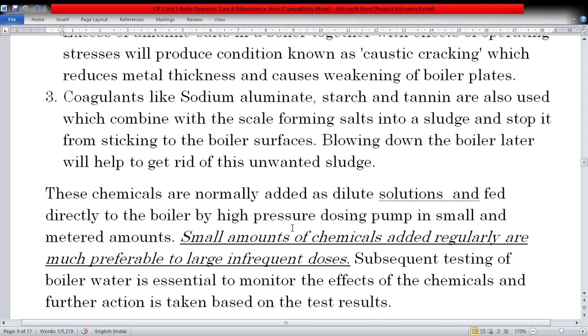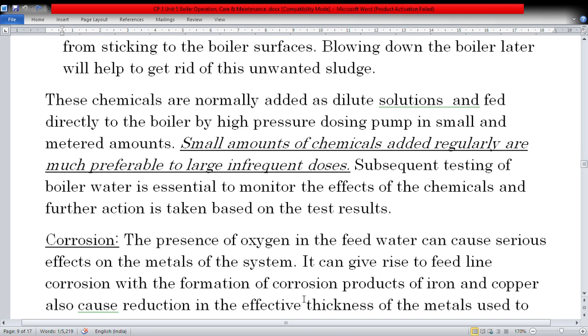These chemicals are normally added as dilute solutions and fed directly to the boiler by a high pressure dosing pump in small, metered amounts. Small amounts of chemicals added regularly are much preferred to large infrequent doses. Subsequent testing of boiler water is essential to monitor the effects of the chemicals, and further action is taken based on the test results.